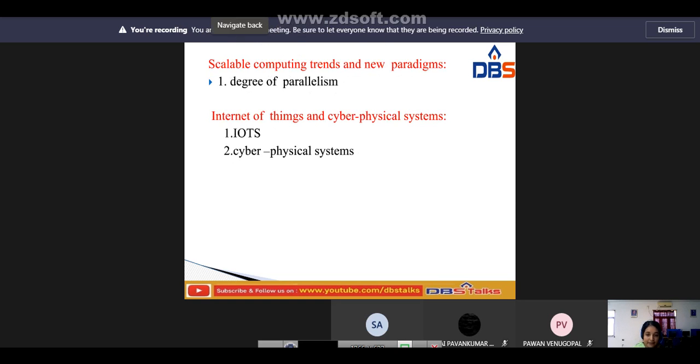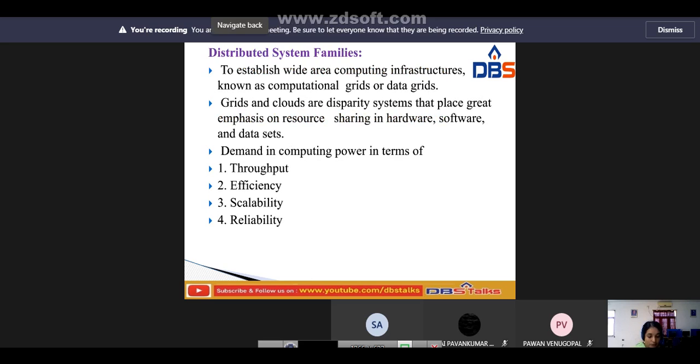Efficiency measures the utilization rate of resources in an execution model by massive parallelism in HPC. For HTC, efficiency is more closely related to throughput, data access, storage and power efficiency. And what is meant by dependability? It provides high throughput service with quality of service assurance even under failure conditions.